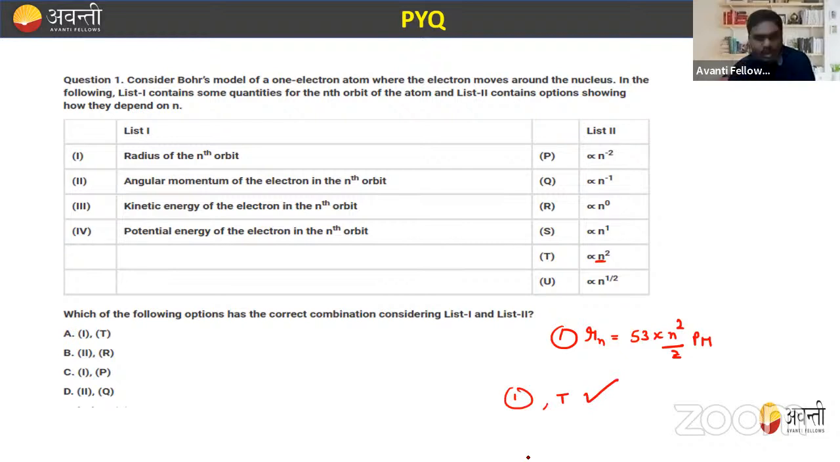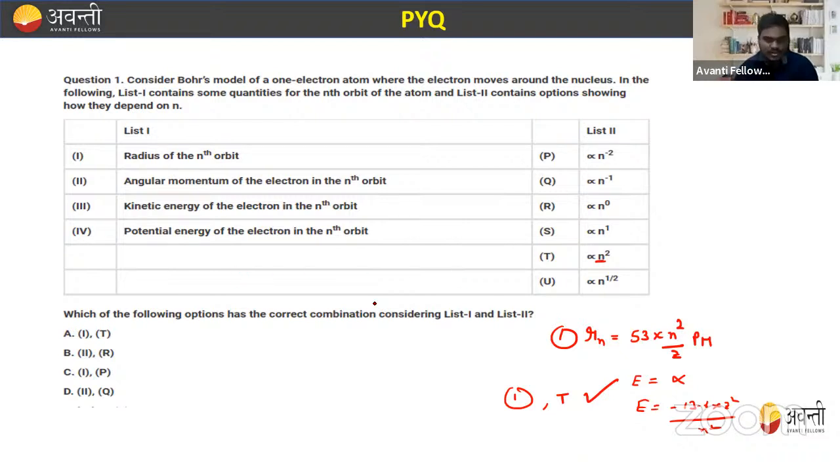Now, second: angular momentum of the electron in the nth orbit, kinetic energy of the electron in the nth orbit, and the potential energy of the electron in the nth orbit. So you have to derive this. We know the total energy. In the case of total energy, energy is equal to minus 13.6 Z square upon n square, so energy goes as n to the power minus 2. It is inversely proportional to n square.